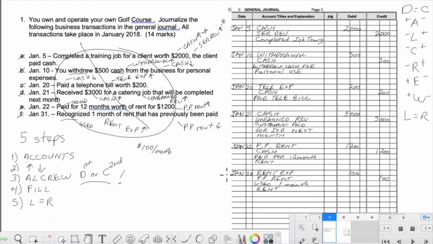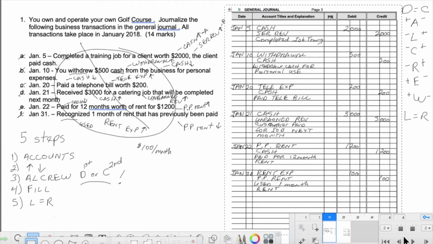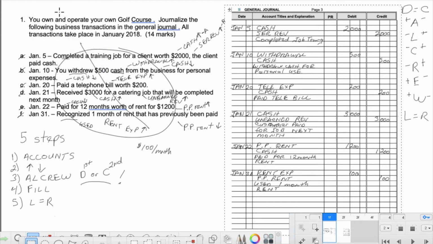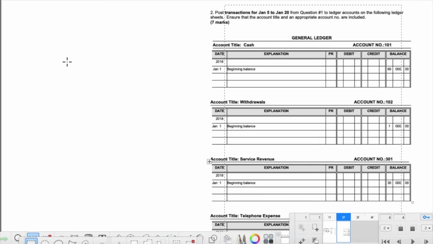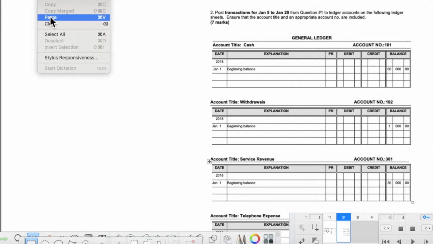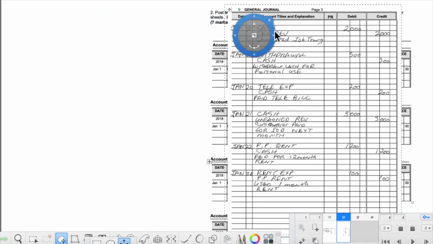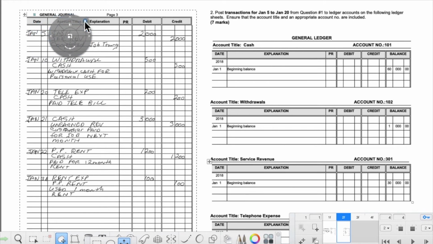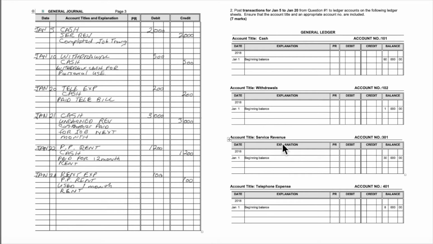Okay. So I am just going to, bear with me for a sec, I'm going to take this over. And we'll take it to a blank general ledger sheet. Paste. And this one, there we go. We've corrected it so we can actually see the journal ledger, so I apologize.